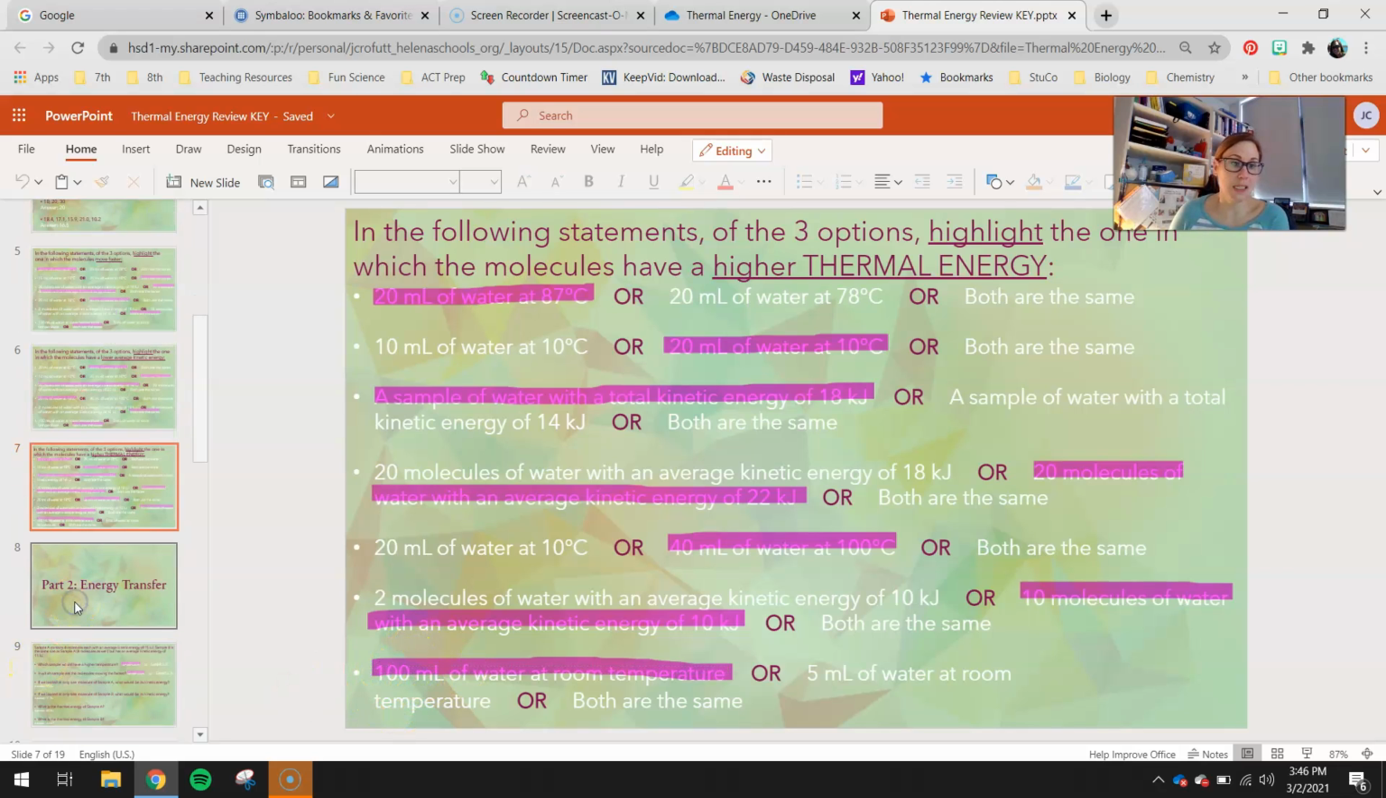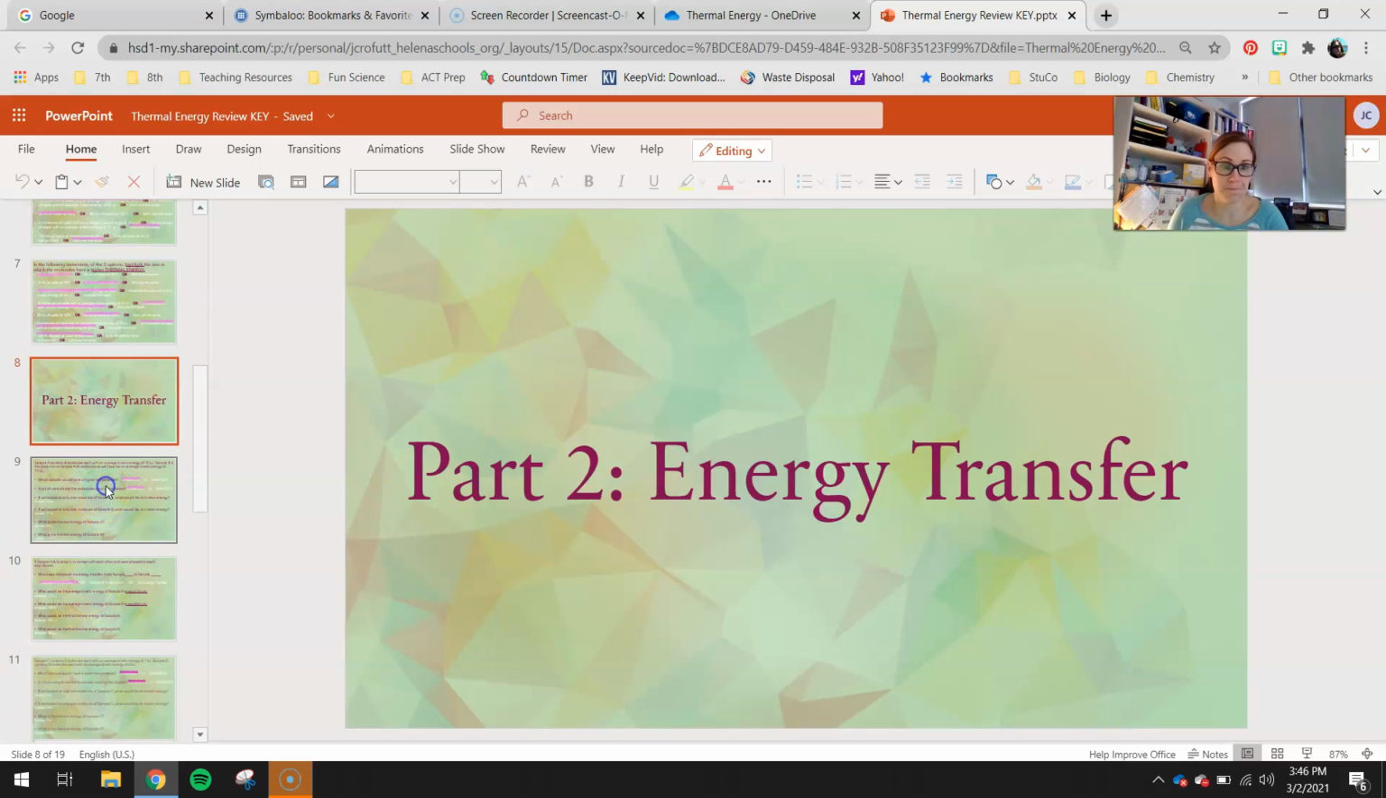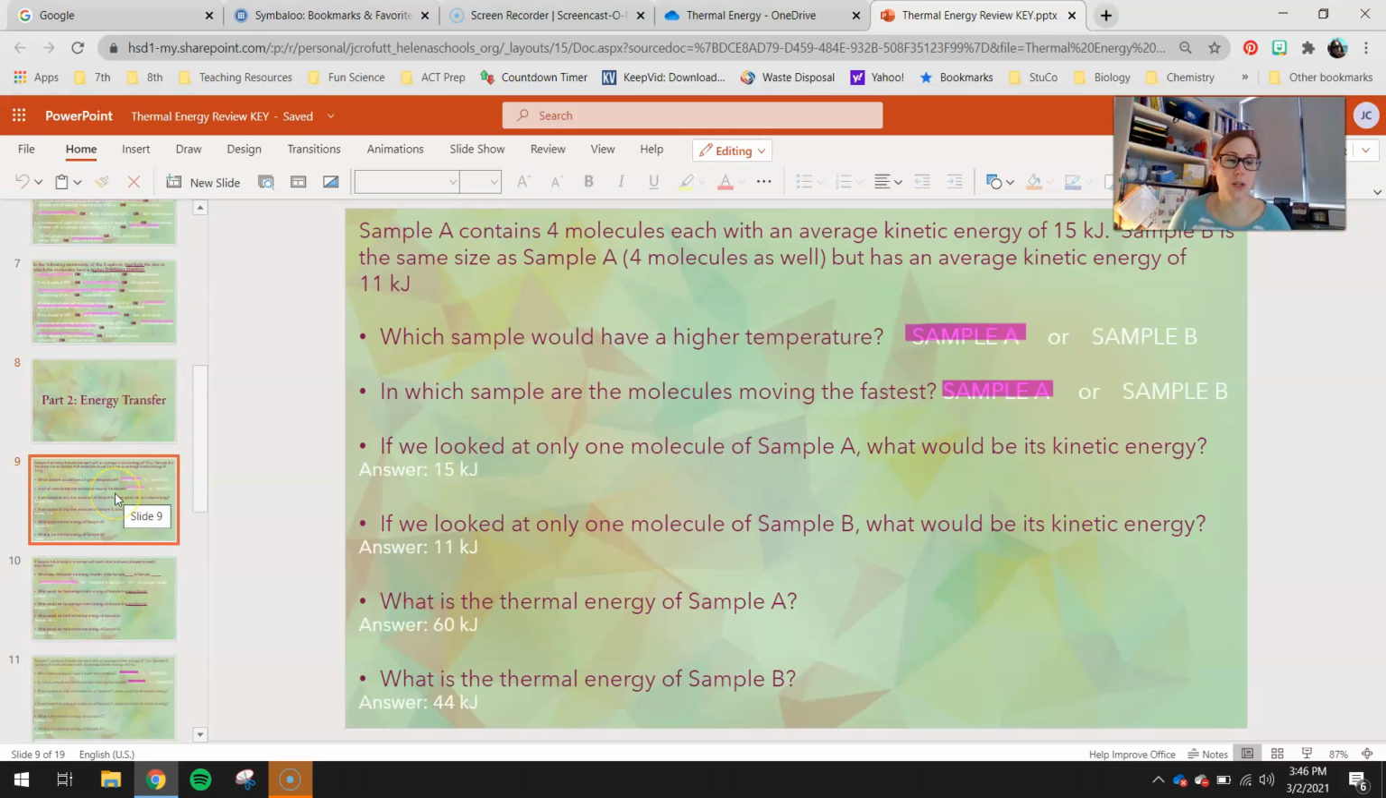Okay. All right, moving on to energy transfer. Okay, so on these ones, what you're going to see is we're going to look at 2 samples. If it helps you guys out, I hope you guys got a piece of scratch paper.